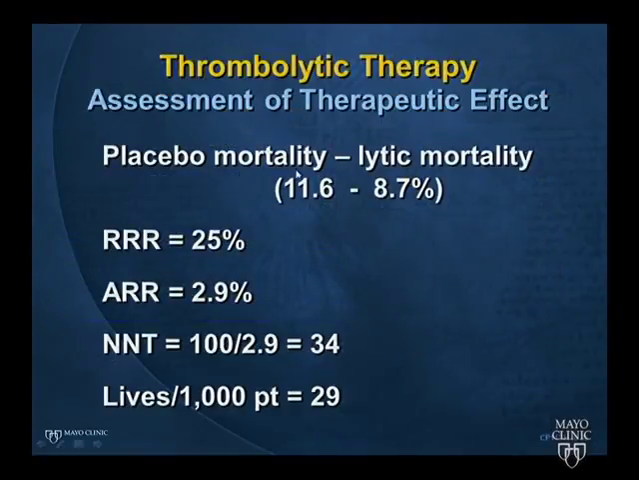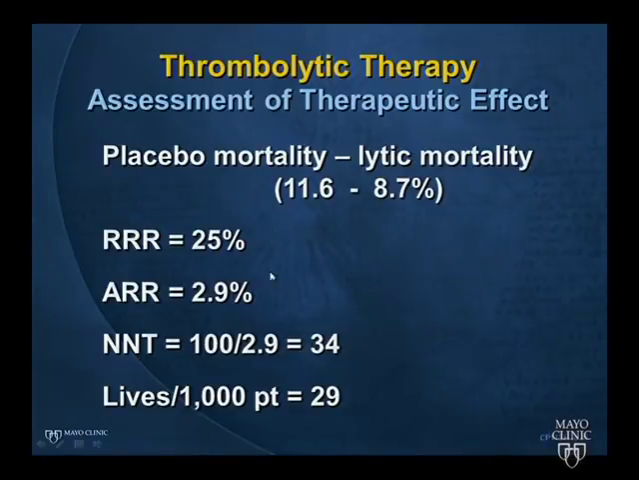So again, the placebo mortality is 11.6. The lytic mortality is 8.7. So this is a relative risk reduction of 25%, because 8.7 is 25% less than 11.6. So that's a relative risk reduction. However, the absolute risk reduction is 2.9%, 11.6 minus 8.7. Okay, it's 2.9. The number needed to treat to save 1 life is 34.